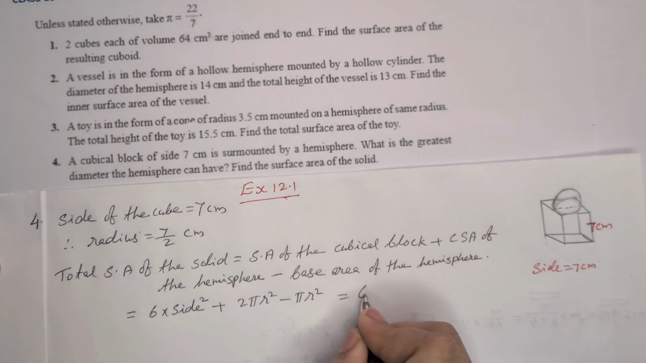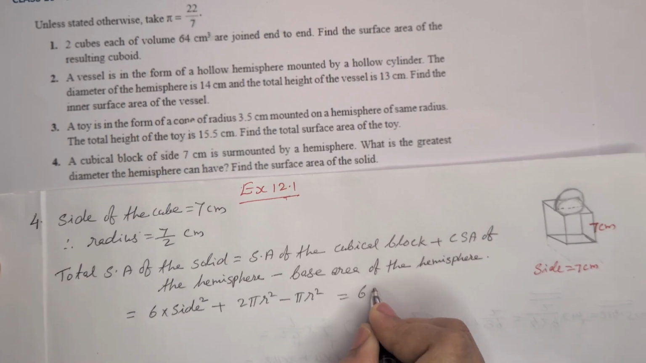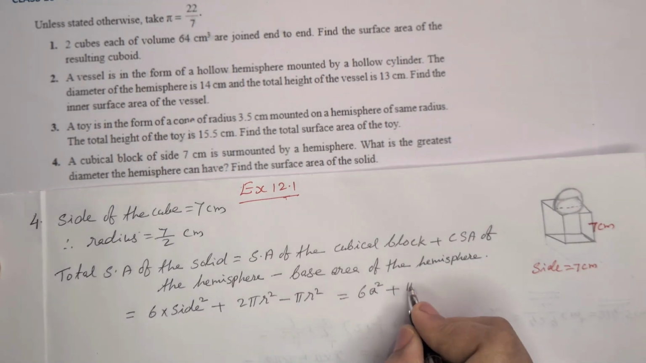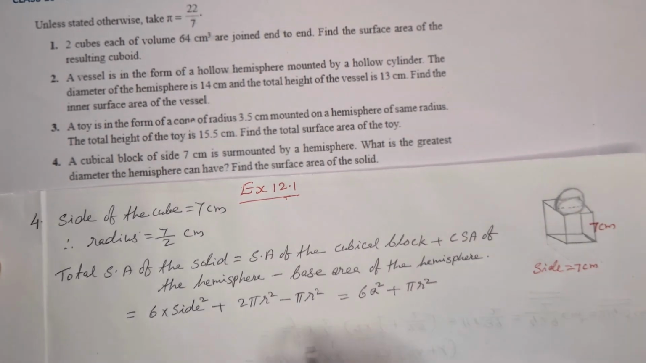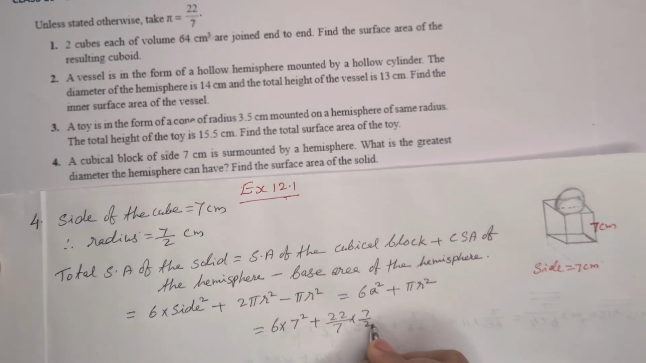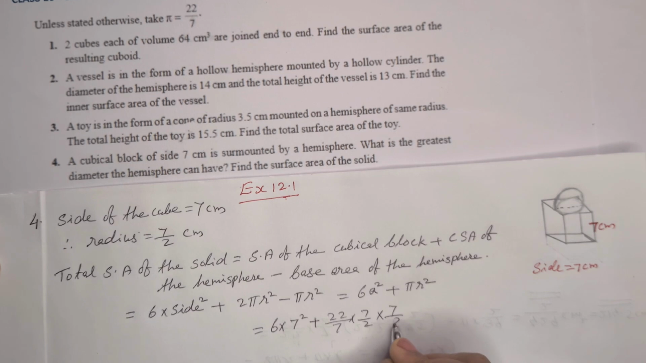which is equal to 6 into a square. We can write a as the side, so 6a square plus 2 pi r square minus pi r square is pi r square, which is equal to 6 into a is 7. So 7 square plus 22/7 into radius is 7/2. 7/2 radius square, so 7/2.